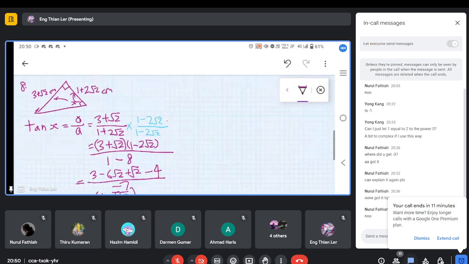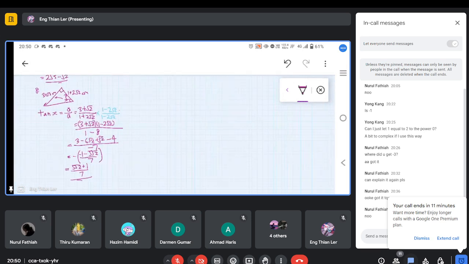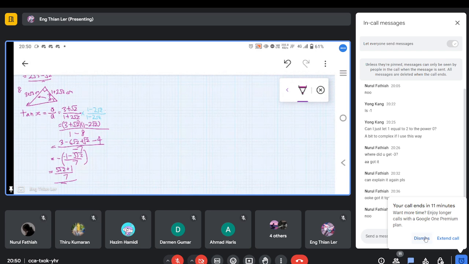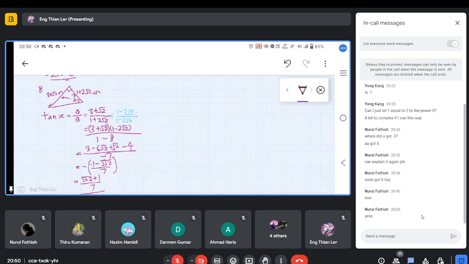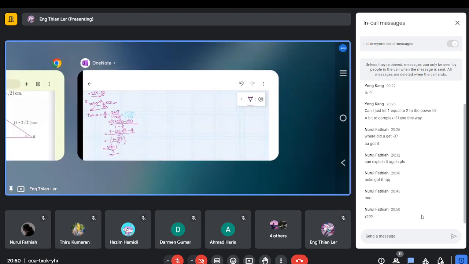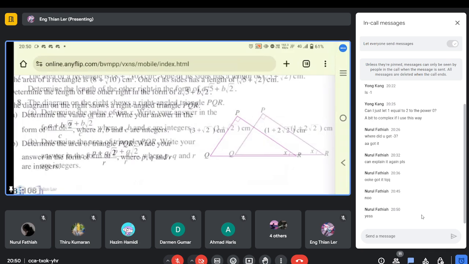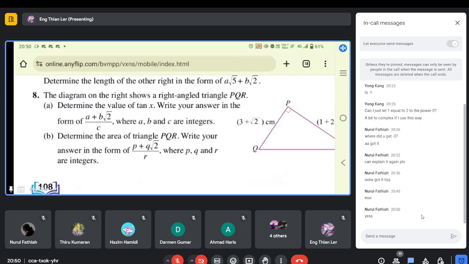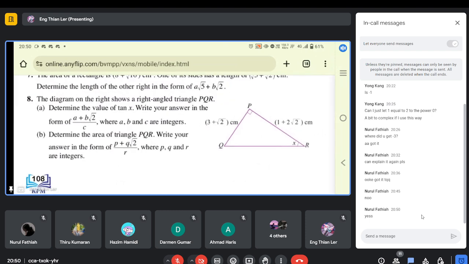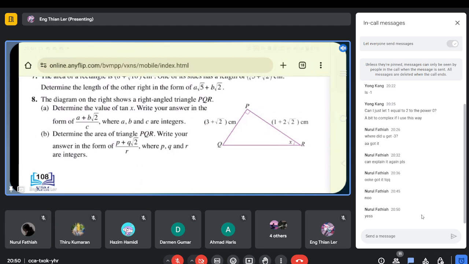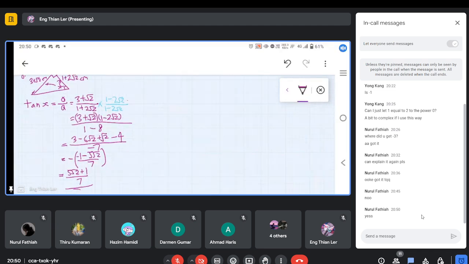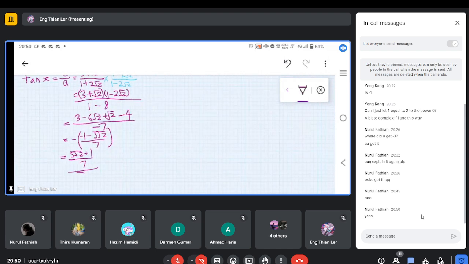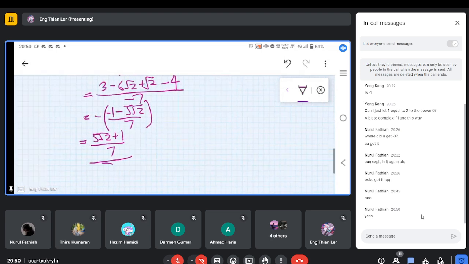So anything below? Is it all clear for the A part? Alright, since it's clear, I will move on to the B part. Determine the area of triangle PQR, where the answer is in the form P plus Q root 2. So you just need to find the area of the triangle. And by the way, the call is about to end, so I set another link for the second session, so you all can join from the second link.